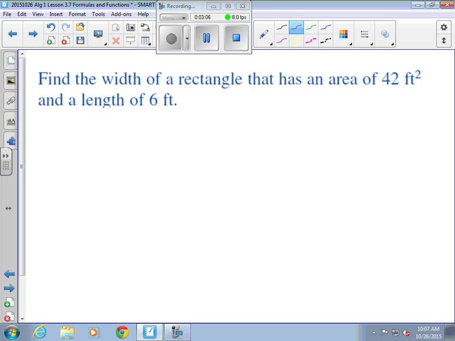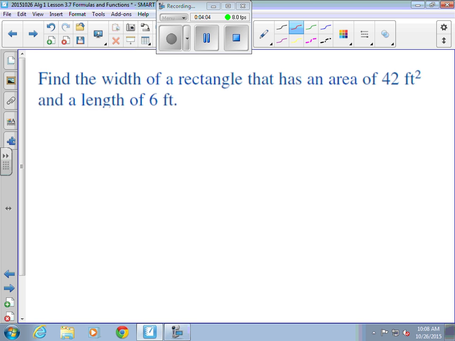Do this one. Find the width of a rectangle that has an area of 42 feet squared and a length of 6 feet. Take about a minute on this one. All right, we didn't quite need a minute on it.